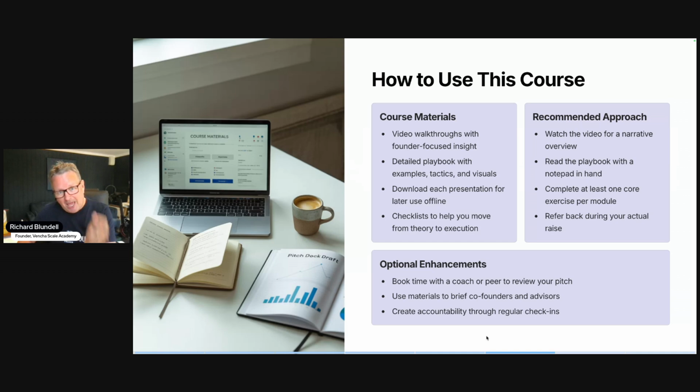Read the playbook, get out a pen and paper and a notepad, take actions, take notes, underline things that really resonate with you and that you want to make sure you highlight when you're building your own deck. Complete at least 1 core exercise per module. We're going to give you exercises at the end of each module. Make sure you do at least one of them, and keep coming back to these videos during your actual raise.